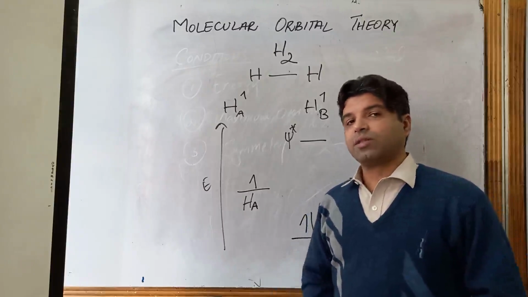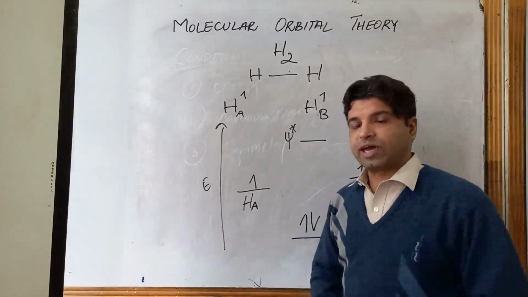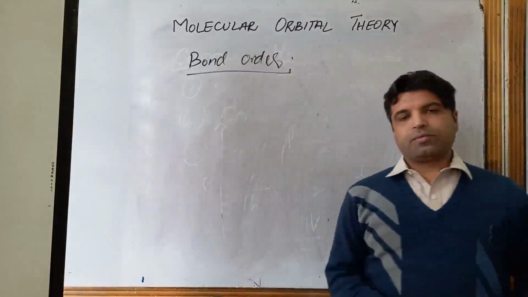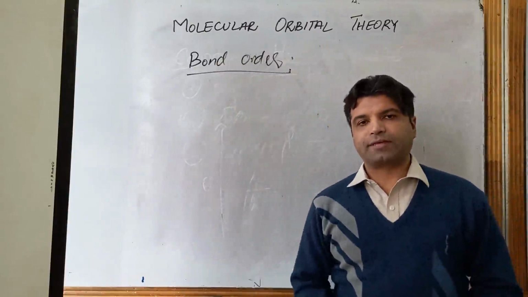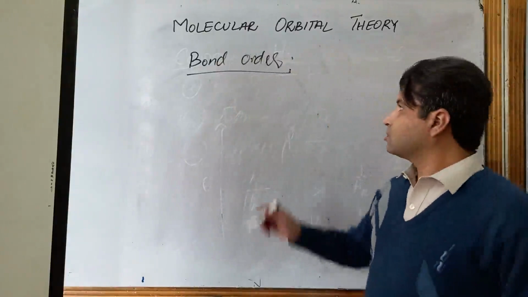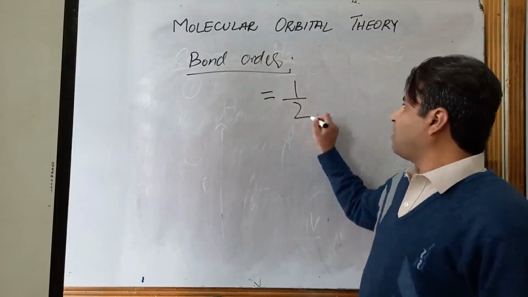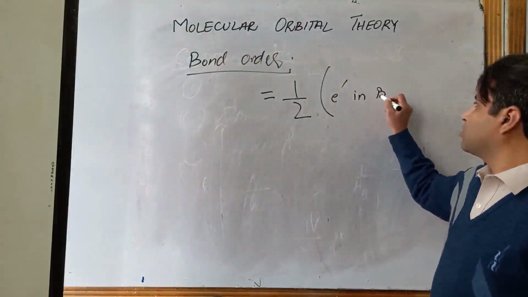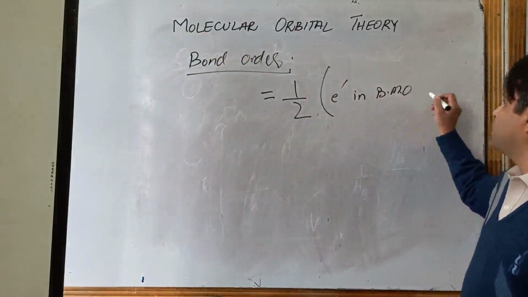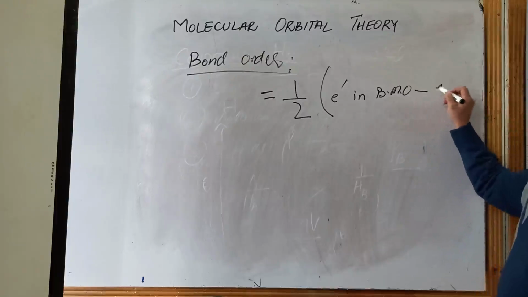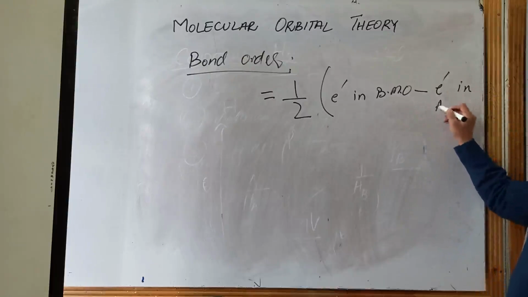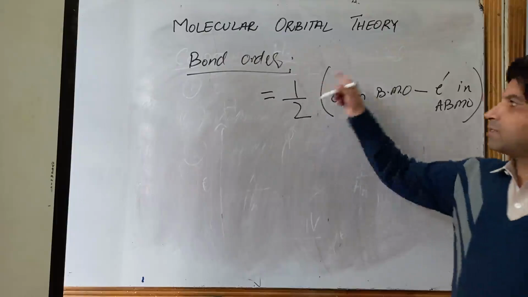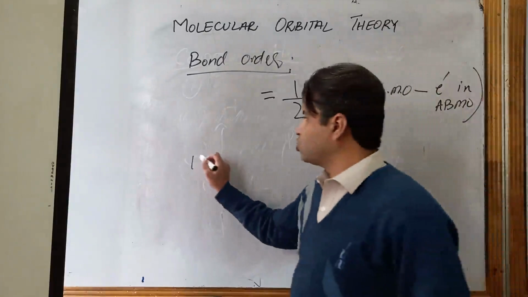We can calculate the bond order from this molecular orbital diagram. Let's see how we can do that. Bond order basically means the number of bonds between 2 atoms, and it is calculated by taking half of the electrons present in bonding molecular orbital minus the electrons present in antibonding molecular orbital. So let's see the bond order for H2.